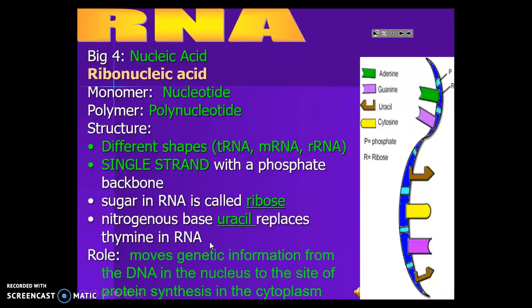That means when building the complementary base pairs, we still follow the rule of G and C. However, anytime that we see an adenine, a uracil will be connected to that adenine. And the role of our RNA molecule is to move genetic information from the DNA within the nucleus to the site of protein synthesis in the cytoplasm, which we know the site of protein synthesis is the ribosome.